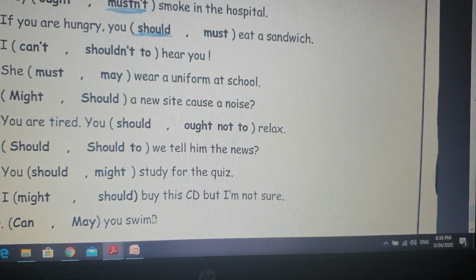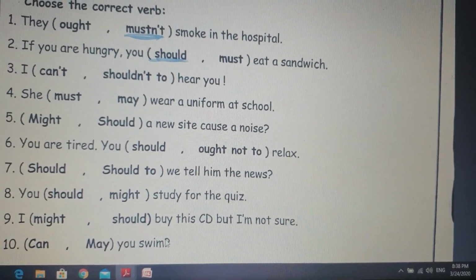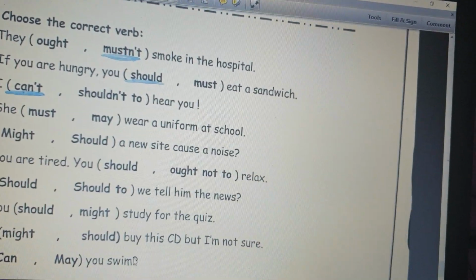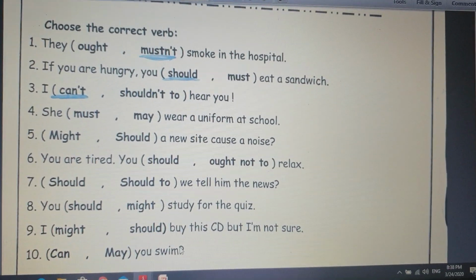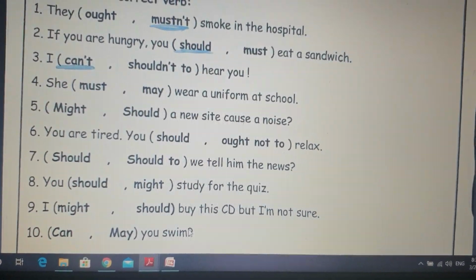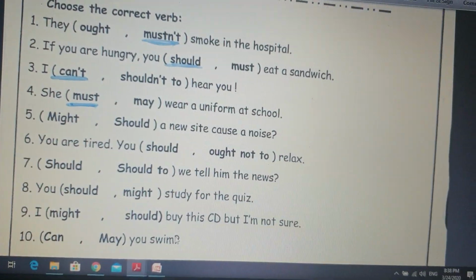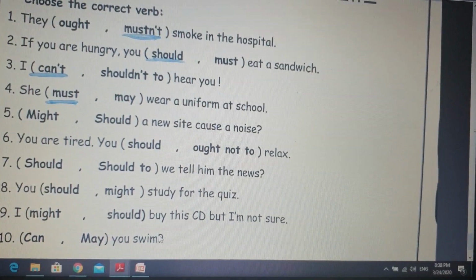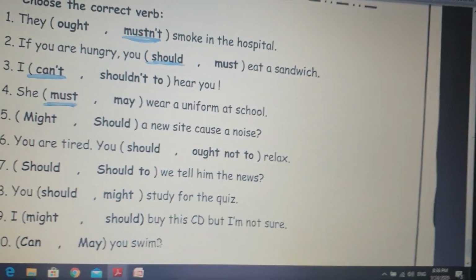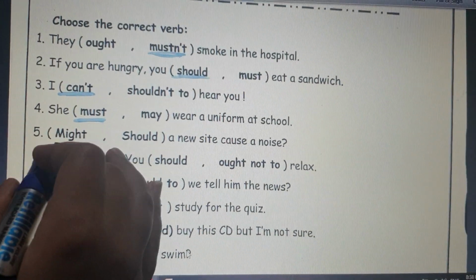I can't or shouldn't hear you. Can for ability, should for advice. I can't hear you, so it means ability, I can't. She may wear a uniform at school. Something at the school, it is necessary or obligatory, so we use must. Might or should a new site cause a noise? Should for advice, might for possibility, so we are talking about possibility here in this question.